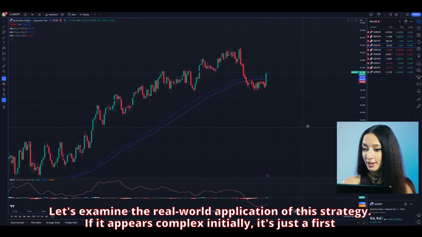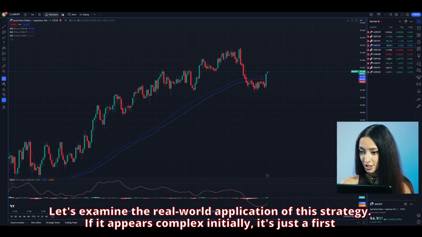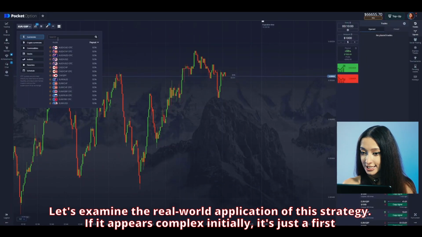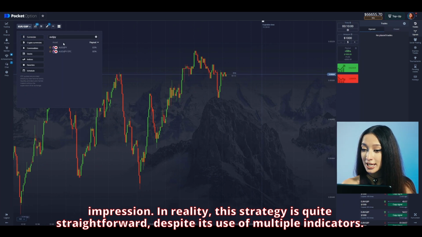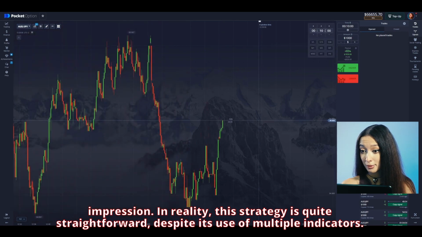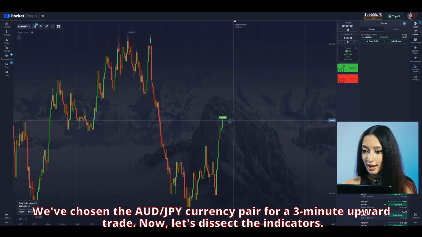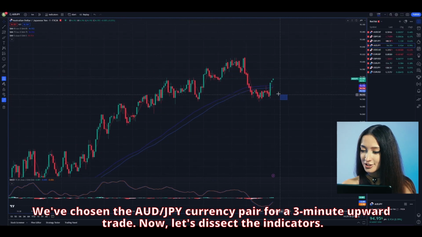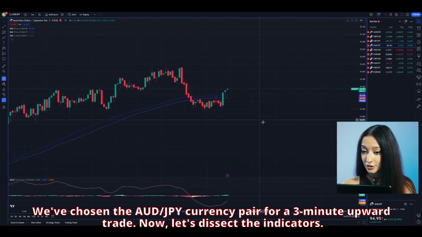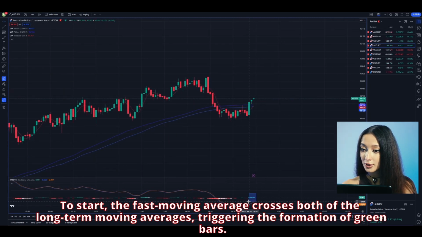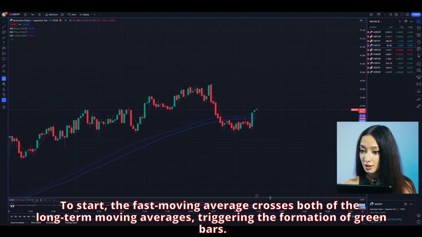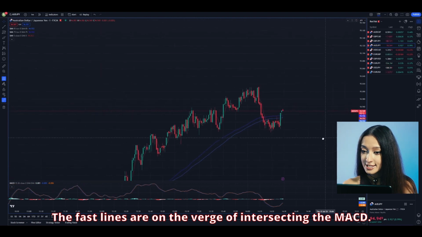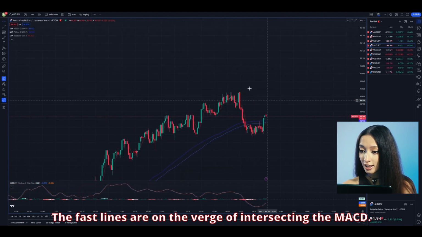So let's examine the real-world application of this strategy. If it appears complex initially, it's just a first impression. In reality, this strategy is quite straightforward despite its use of multiple indicators. We've chosen the AUD and Japanese yen currency pair for a 3 minute upward trade. Now let's dissect the indicators. To start, the fast-moving average crosses both of the long-term moving averages, triggering the formation of the green bars. The first lines are on the verge of interesting at the MACD.